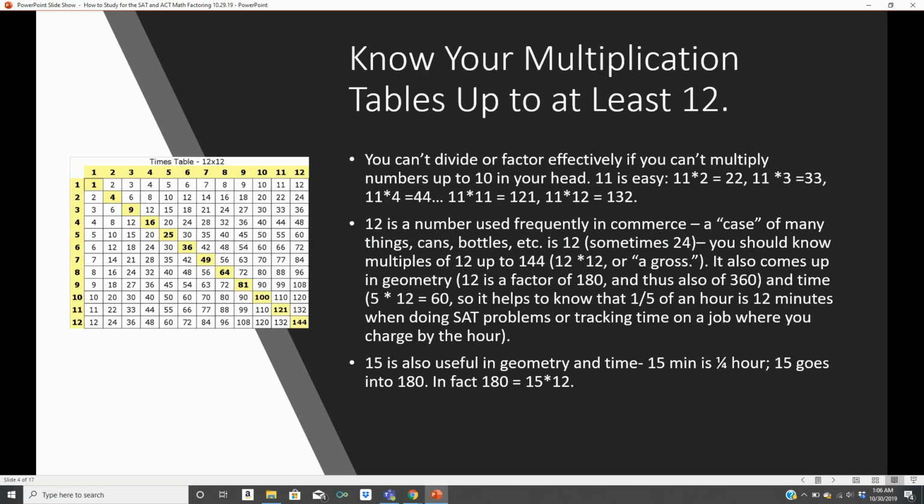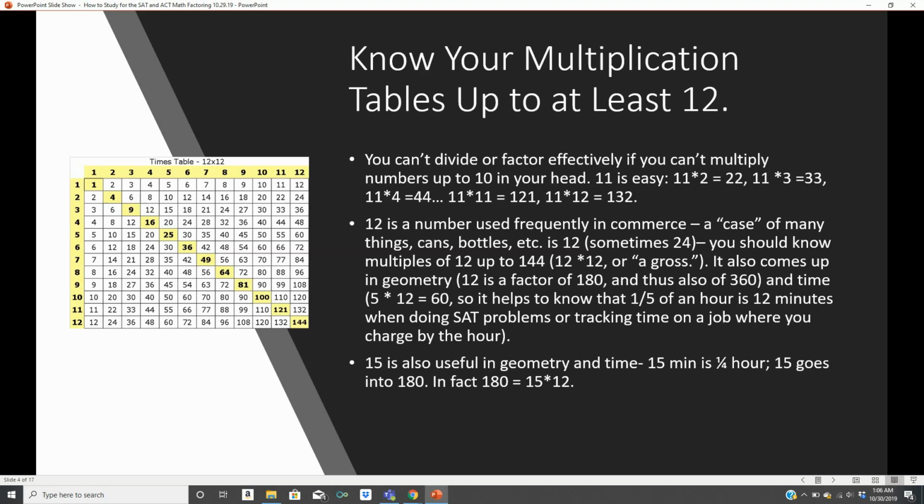It also comes up in time because 5 times 12 is 60. So it's really good to know that 1/5 of an hour is 12 minutes, or 1/12 of an hour is 5 minutes, just from the numbers on the clock. When you're doing SAT problems, or even if you're tracking time on the job where you charge by the hour, if you know, oh, 12 minutes, that's 1/5 of an hour, 5 minutes, that's 1/12 of an hour, that's going to help you a lot when you have to multiply the time that you work times your rate to charge a customer. 15 is also useful in geometry and time.